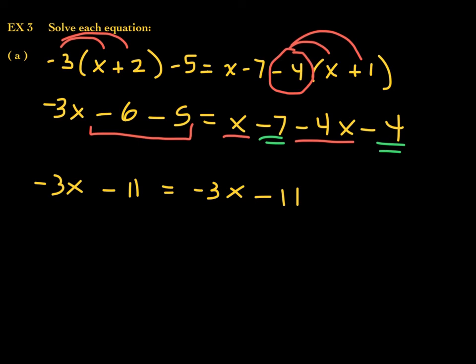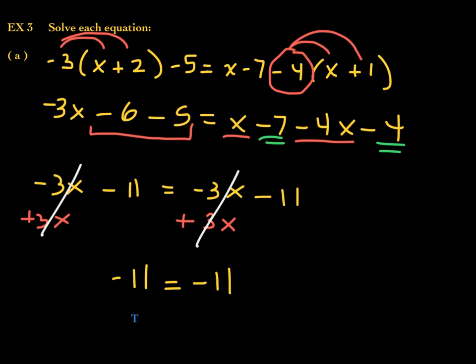Here, let me go further to maybe drive home my point. Maybe you want to bring all your variables to the left-hand side. You can do that by using addition, because addition is the opposite of subtraction. But what happens is negative 3x plus 3x is just 0. And so all you're left with is negative 11 is equal to negative 11. Your variables canceled, and you're left with a true statement. Negative 11 is equal to negative 11, of course. This is a true statement.